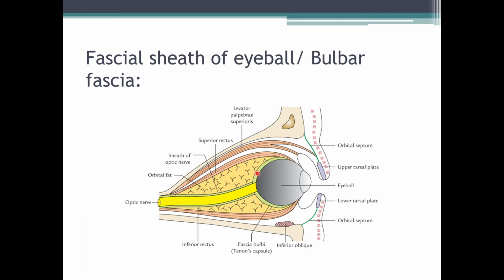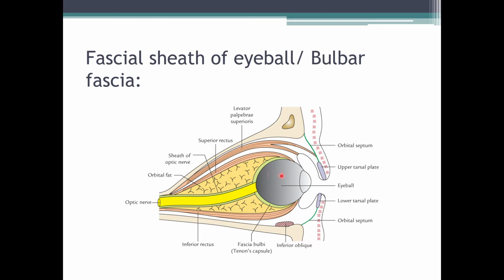So the peculiarity of this sheet is that it is pierced by the tendons of various extraocular muscles. You can see over here the superior rectus muscle is piercing this fascia bulbi to get inserted into the sclerocorneal junction. Also, it is pierced by some vessels and nerves of the eyeball. Now there are certain expansions given by this fascia bulbi.